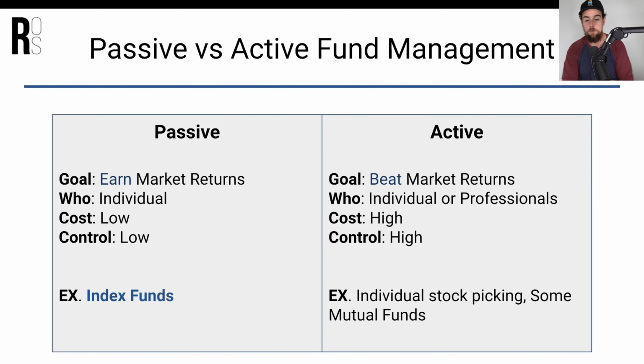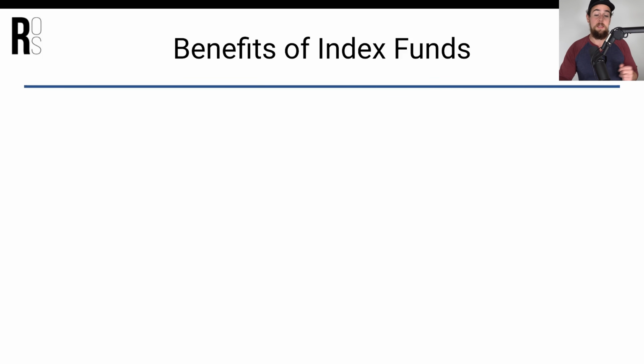With the active approach, if you're using a professional, the cost is going to be higher. If you're picking and choosing stocks yourself, it's probably not going to be any difference, as long as you're using a commission-free brokerage. And with an active strategy, you have a much higher level of control over your investments and the outcome. So some examples of this include, as we mentioned, individual stock picking or some mutual funds out there that are actively managed. So what are some of the benefits of index funds?